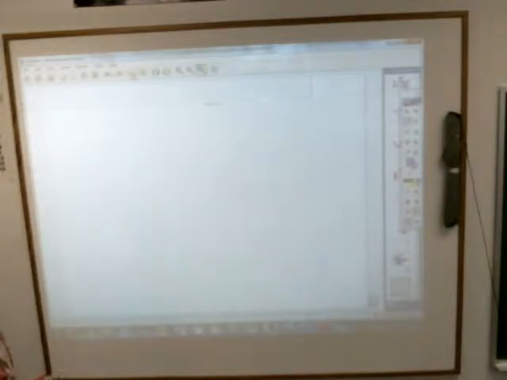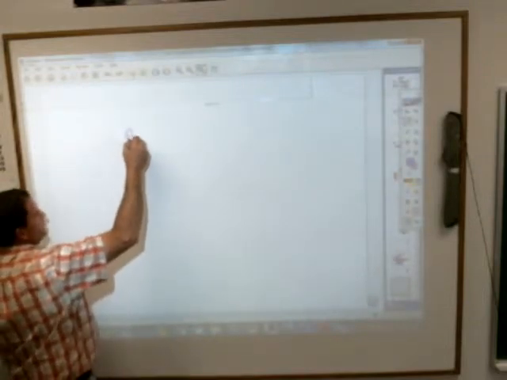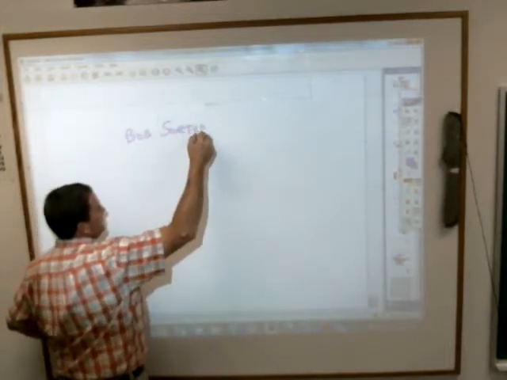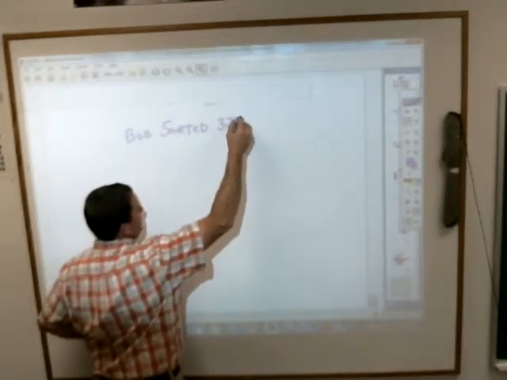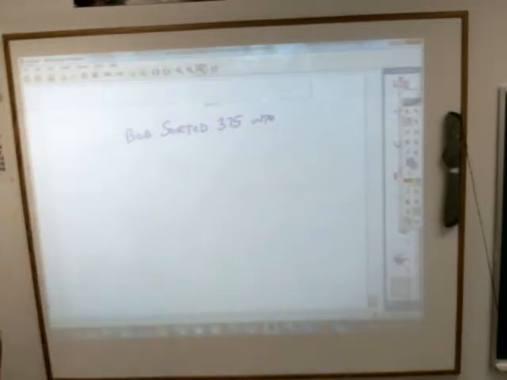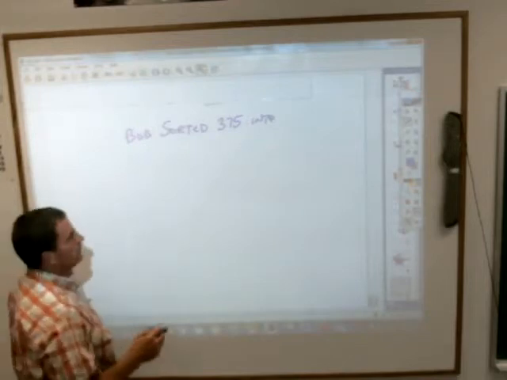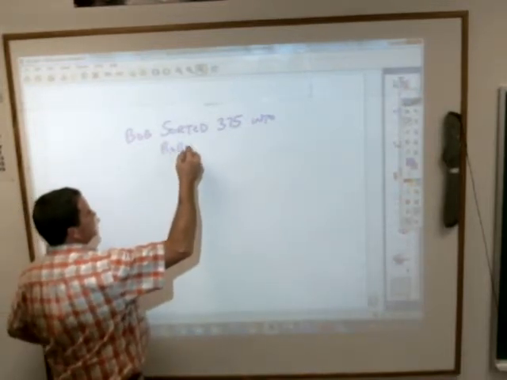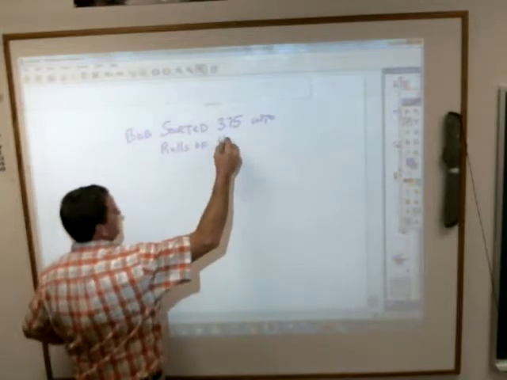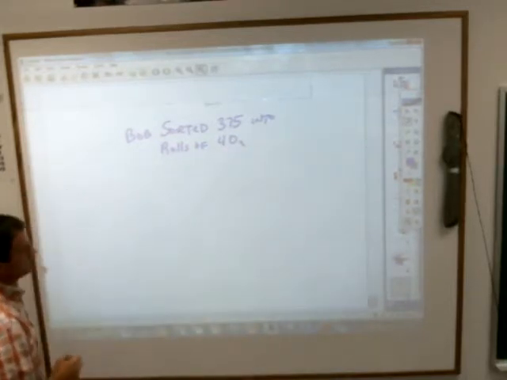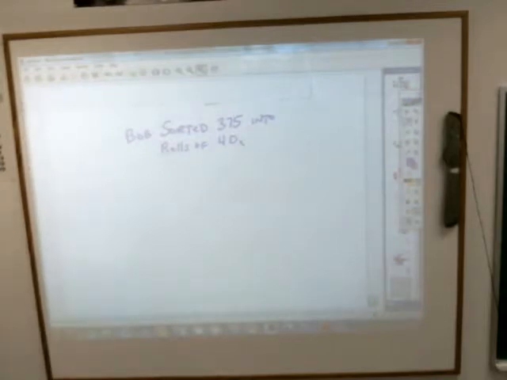Bob sorted 375 quarters into... as I know, a roll of quarters is how many quarters? 40. Into rolls of 40. Because 40 quarters is how many dollars? $10.